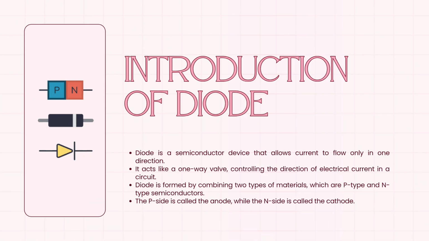Now, I'm going to introduce you to the diode. Basically, a diode is just a small device that lets current flow in one direction only. If the current goes the correct way, it will pass through, but if it goes the wrong way, the diode just blocks it. So it's kind of like controlling which way the current is allowed to go. You can imagine a one-way valve, like water that can only flow in one direction.